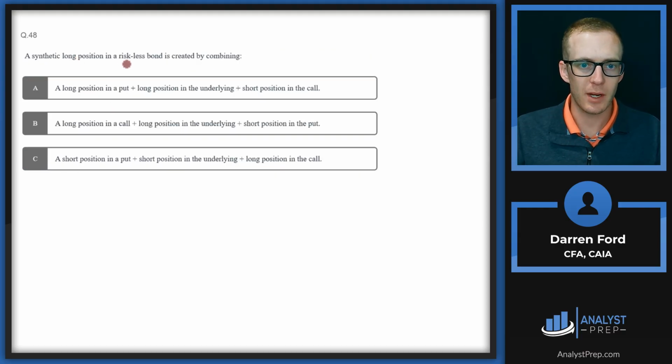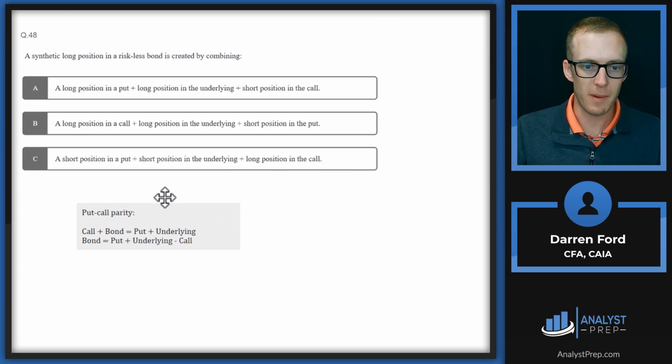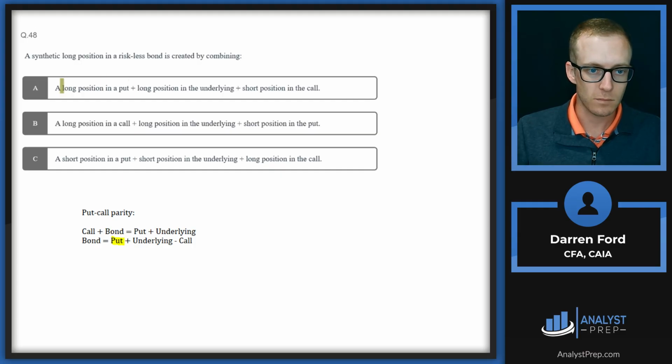A synthetic long position in a riskless bond is created by combining. Let's pull in our put call parity formula, and this is the best way to look at this, in my opinion. So we've got the call plus the bond equals the put plus the underlying. We move the call over to this side, so now we have bond equals put plus underlying minus call. Whether these are positive or negative are going to tell us whether we are long or short. For a put, this is a positive value, so we're going to be long the put. So for A, we've got a long put, that's good. For B, we have a short put, and for C, we also have a short put. So we could go ahead right away and rule out the others and go with A.